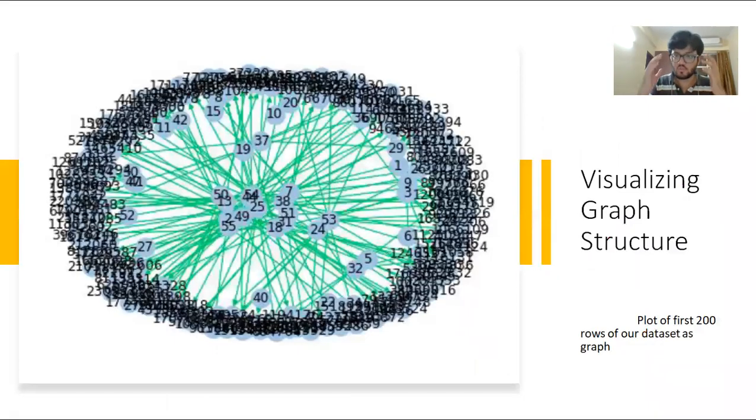Then, as a part of exploratory data analysis, we wanted to show how the top 200 rows of the dataset look when plotted in the form of a graph structure. This is how it looks, how nodes are connected to each other. And this is just the top 200 rows, and still it looks really dense. We chose very few rows so that it is visible and we can get a feel that it is a graph-based data structure.